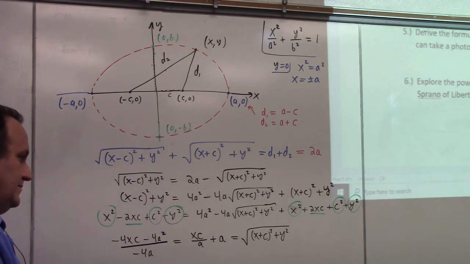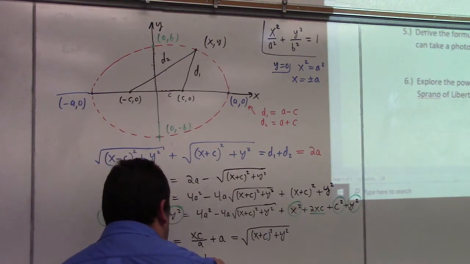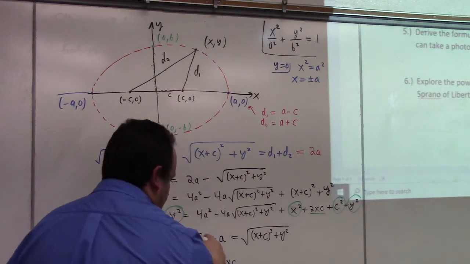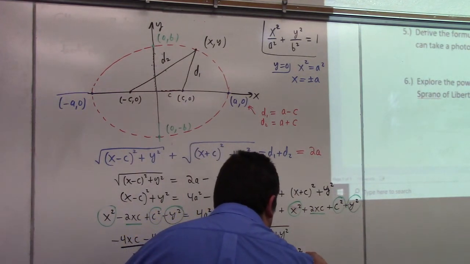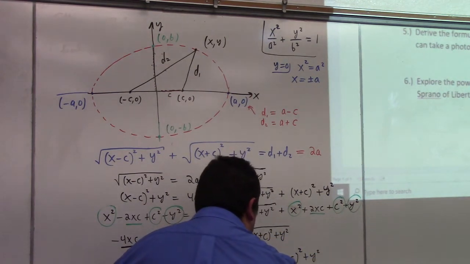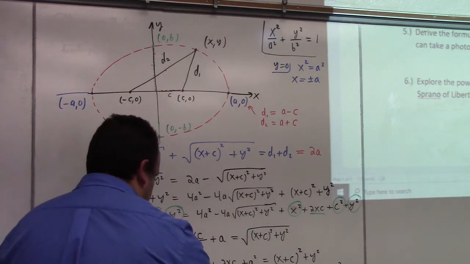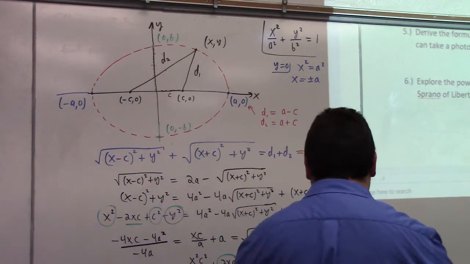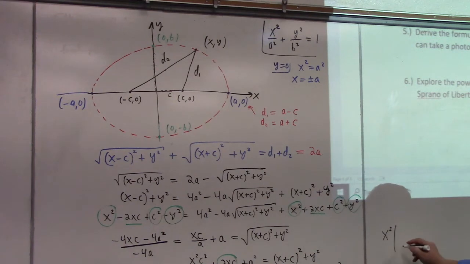And then what do we do? Square again. And so then we get x squared c squared over a squared plus 2xc. The a's cancel. Plus a squared equals x plus c squared plus y squared, which of course is x squared plus 2xc plus c squared plus y squared. Hey, check that out. These guys, gone. And what are we left with? Put everything together. We've got x squared times c squared over a squared minus 1.